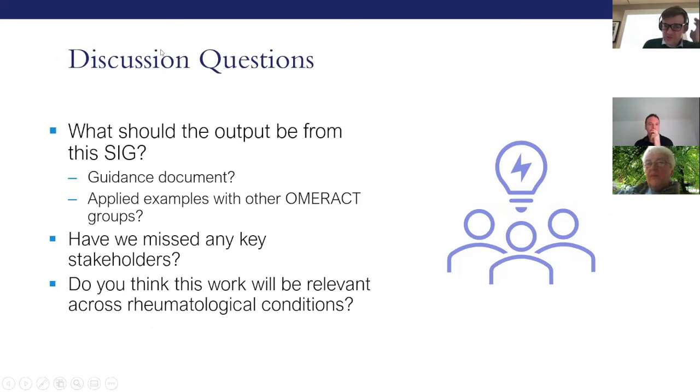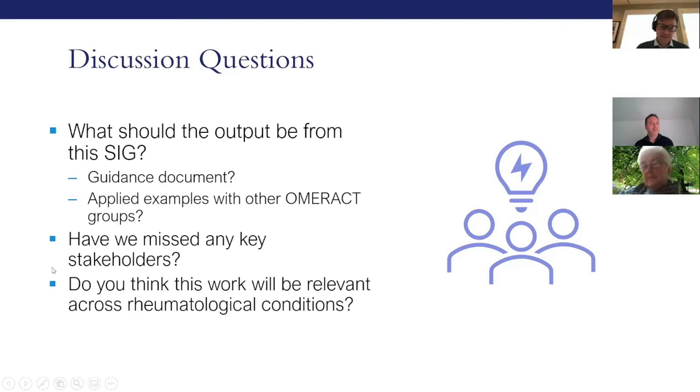Okay, and then the last one was just on some general discussion. We can talk about what's in the guidance as well. We really want to know what the output from this SIG should be. So we've thought of developing a guidance document, which is something we'd like to do. We'd really love to look for applied examples with other OMERACT groups. So if this has piqued your interest and you think there's other ongoing work where this could be applied, that would be great.